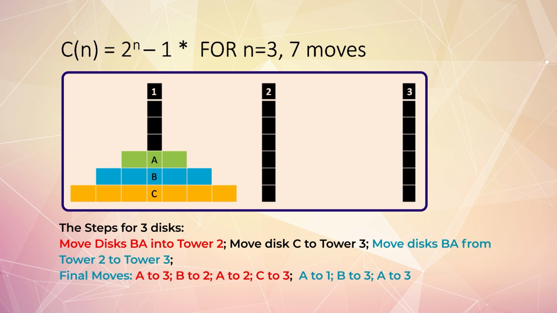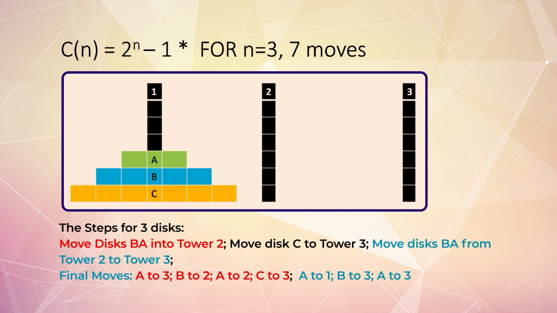Green disk is A, blue disk is B, and the top disk, the largest disk, is C, let's say. So the constraint is that B cannot sit on top of A, and C cannot sit on top of B. Our steps, the recursive solution, is to move disks B and A, B at the bottom, A at its top, into tower 2, using tower 3.